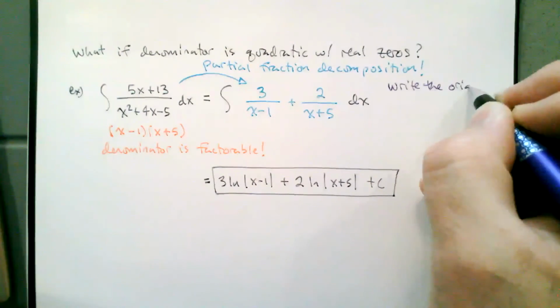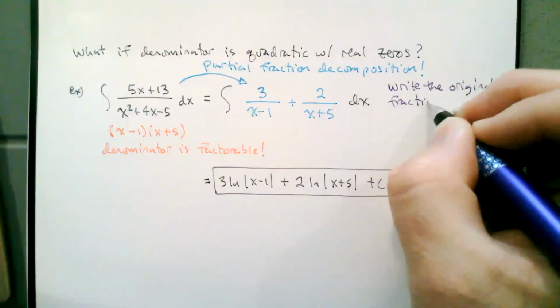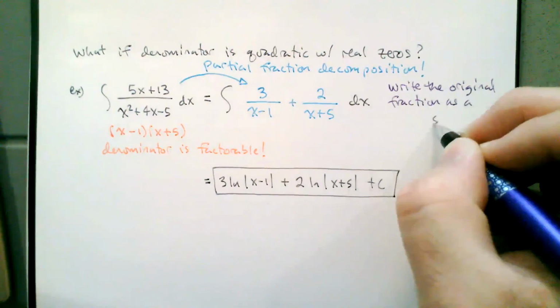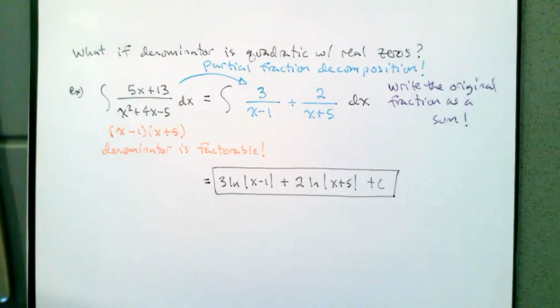Wait, Professor, how did you get the 3 and the 2 on the numerators? I used partial fraction decomposition, and I have secret math knowledge. So this is what we need to talk about next. I didn't tell you how I did that. I used magic.